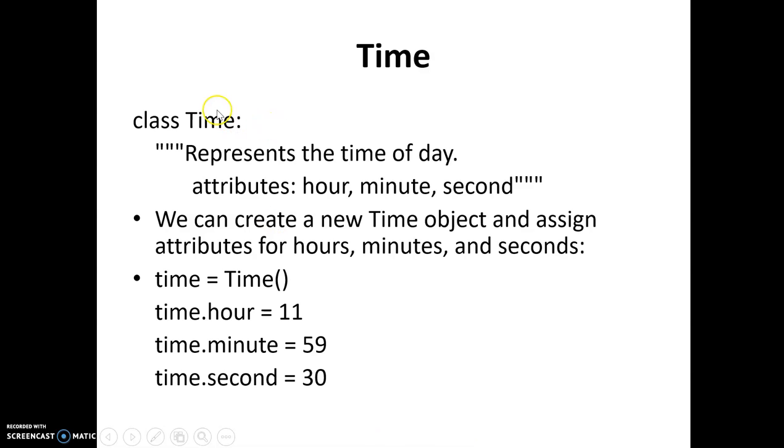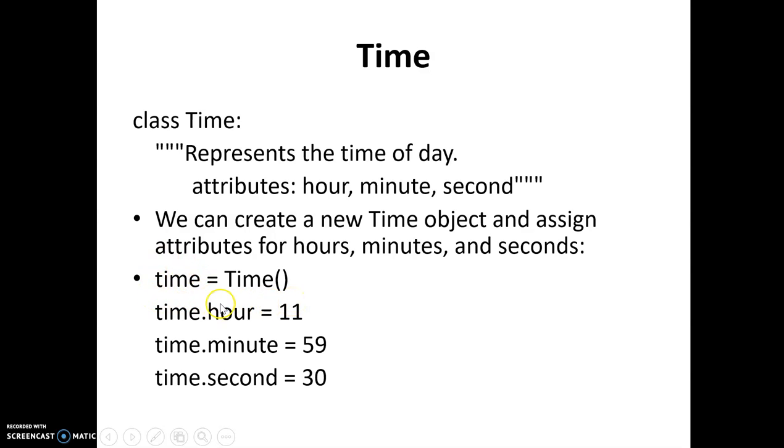The syntax for creating a class is the keyword class followed by a name and a colon, and within quotations you define some sentences to describe the class. So we can create a new time object and assign the attributes for the hours, minutes, and seconds. As I told earlier, there is no restriction on how many attributes you want to create for the class. You can create as many attributes as you want, and you can set the values. For a time class, the time is defined with three attributes, that is hours, minutes, and seconds.